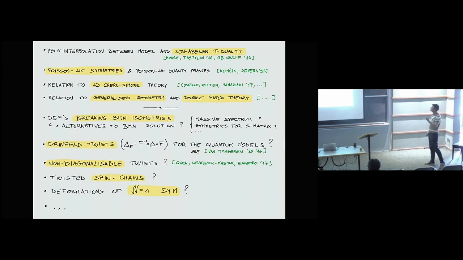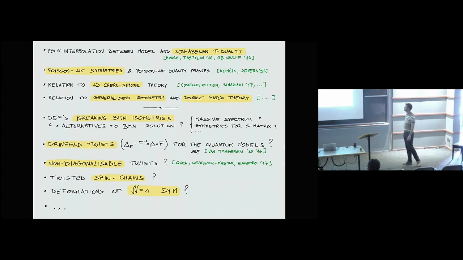So it's actually this relation to Poisson-Lie duality that allows you to connect, for example, to the construction of integrable models from Chern-Simons theory, and also to other topics of theoretical physics that are maybe not necessarily familiar to this kind of audience, like generalized geometry and double field theory. So this is something I personally find very interesting.